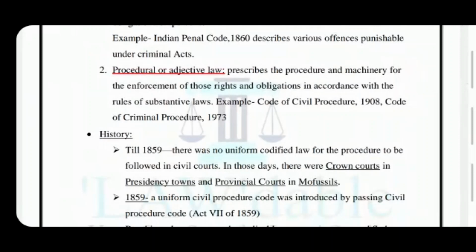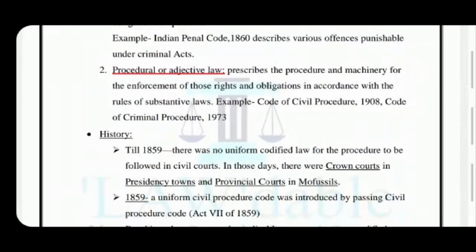So, firstly, what are presidency towns? Presidency towns are, for example, Madras, Bombay, Calcutta. In these places there were crown courts, and provincial courts were there in mofusils. And what are mofusils? Mofusils were those areas which were situated outside the presidency towns.